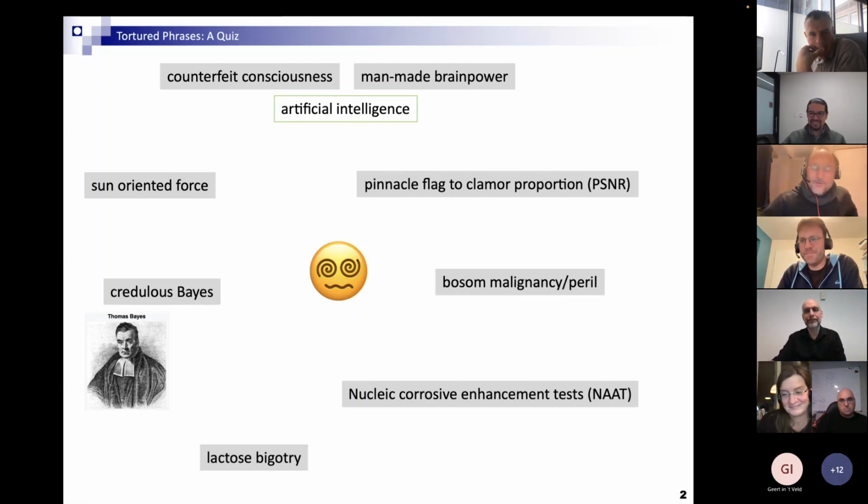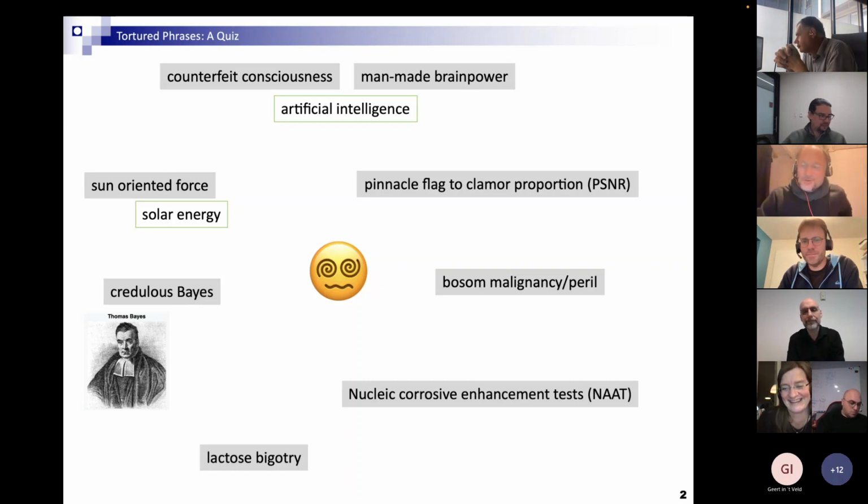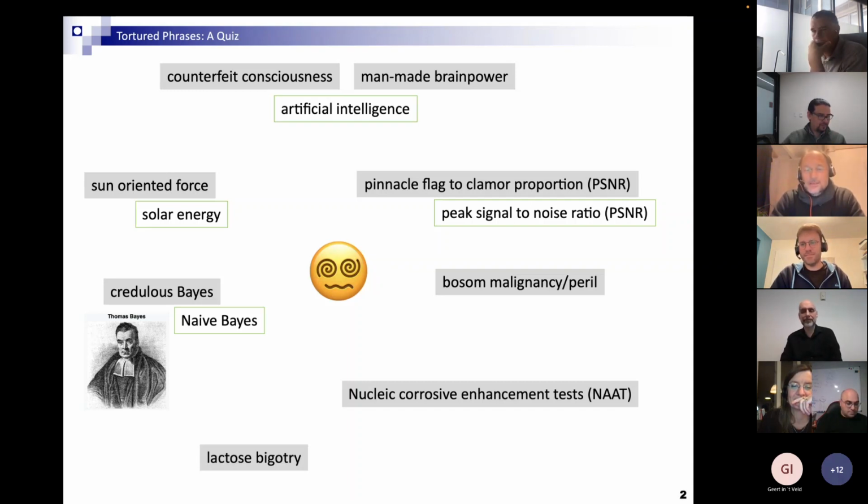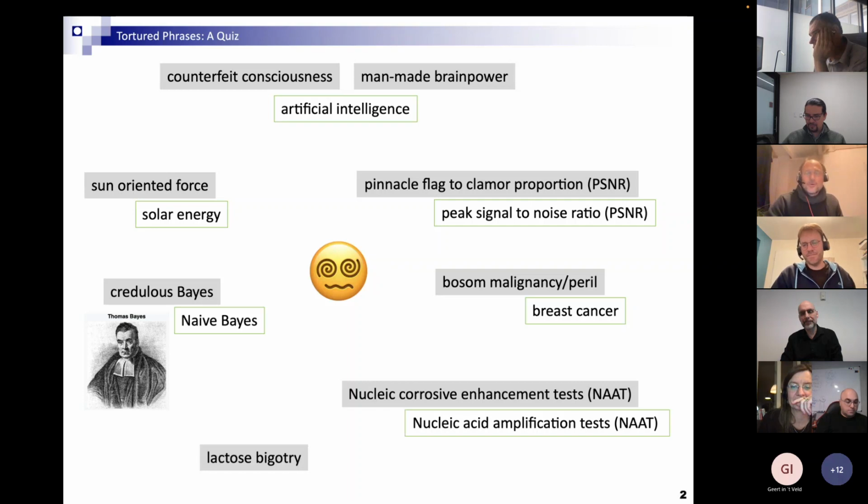We can see a lot of papers that are using these words instead of artificial intelligence. And "sun-oriented force" will be solar energy, and "pinnacle flag to clamor proportion" you can try to understand with the acronym: this is peak signal to noise ratio. And you've got some more after that. "Credulous Bayes" would be naive Bayes, which is a very well-known classification scheme in artificial intelligence. If someone is using "credulous Bayes", it's completely meaningless, and no one will understand it. "Boson malignancy" or "boson peril" will be breast cancer, and then often, another one.